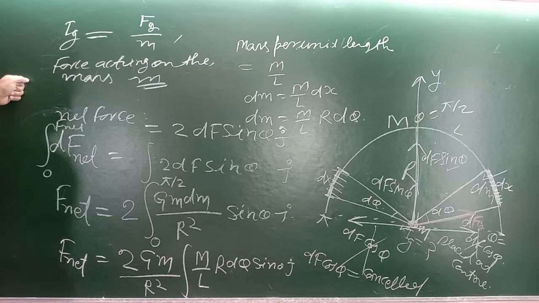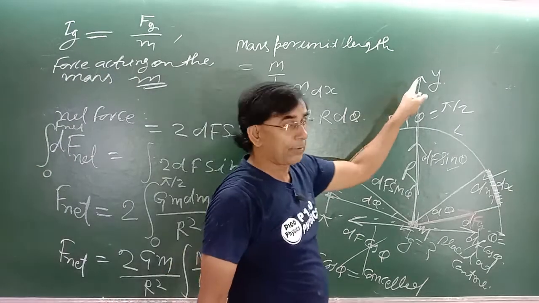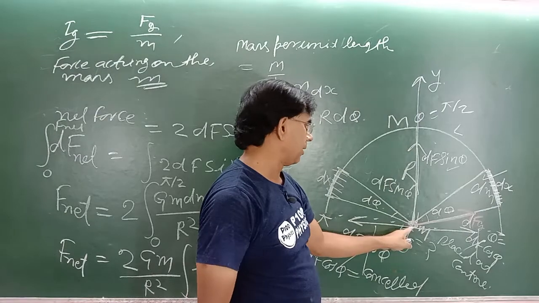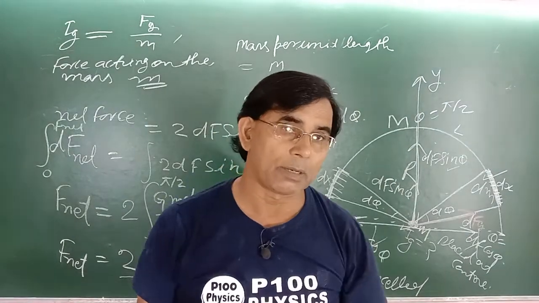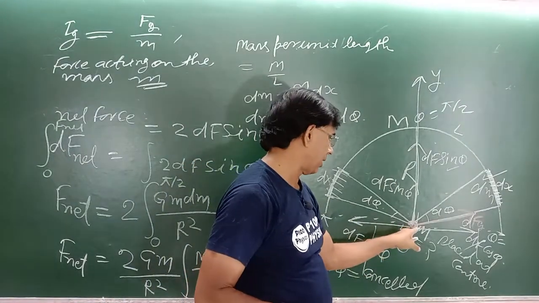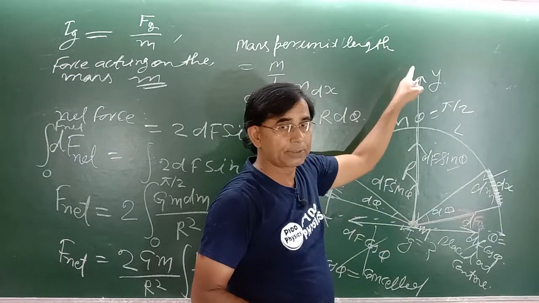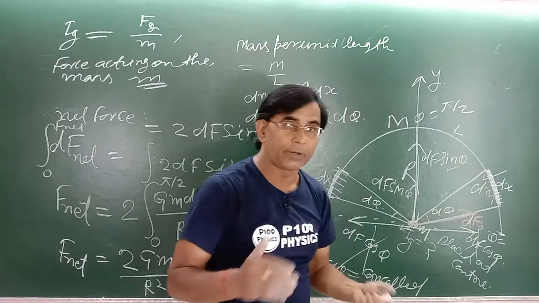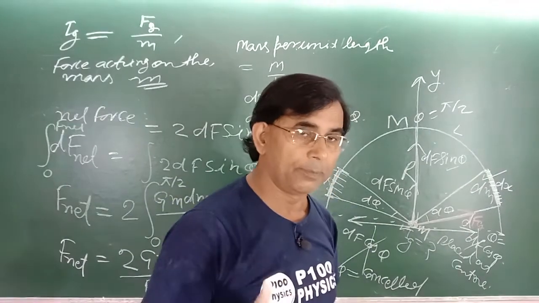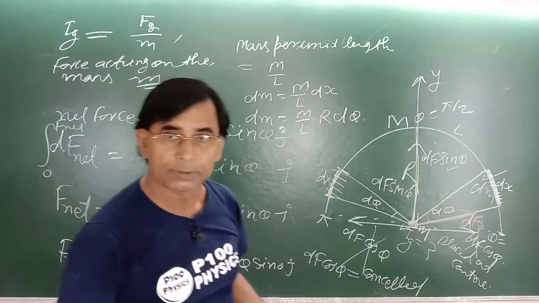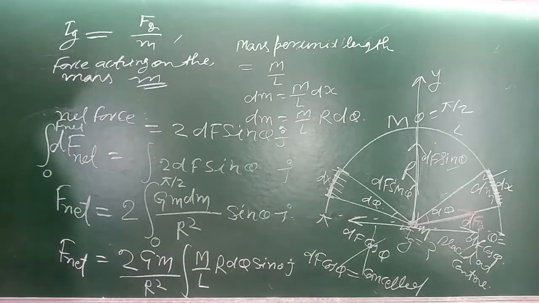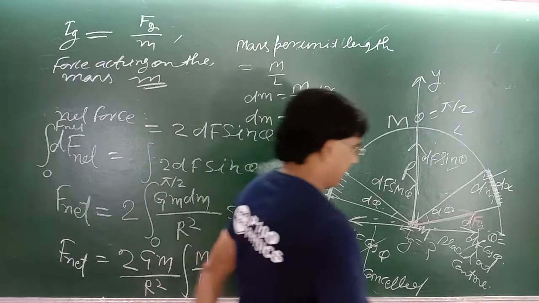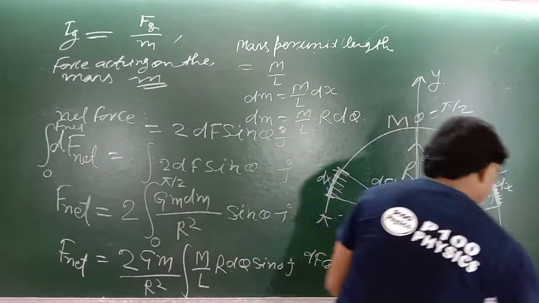Now solving this. Note all the points. First of all, what will be the direction of the net force acting on this particle? The force acting on the small mass m will be along the y-axis. In the x direction, along the horizontal direction, there is no force because the cos component becomes cancelled out. Fine, come on, the next point.